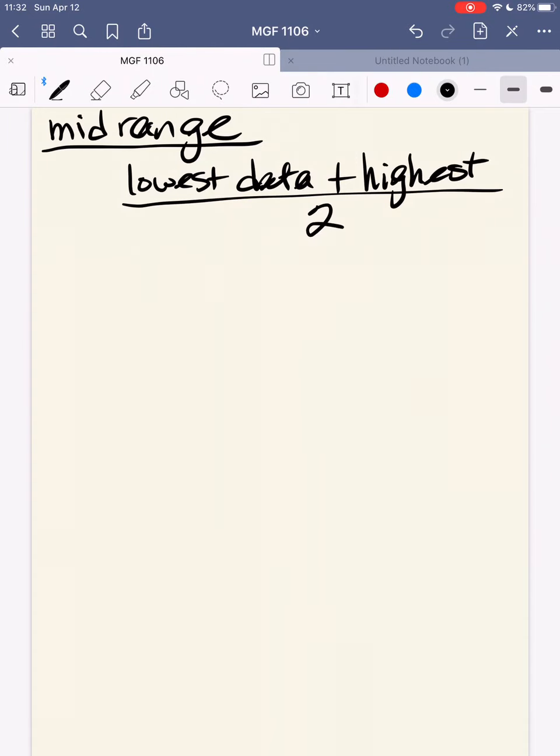We have something that's also called mid-range. All mid-range is, you take your lowest data value, whatever that is, add it to your highest data value, and then divide those by 2.